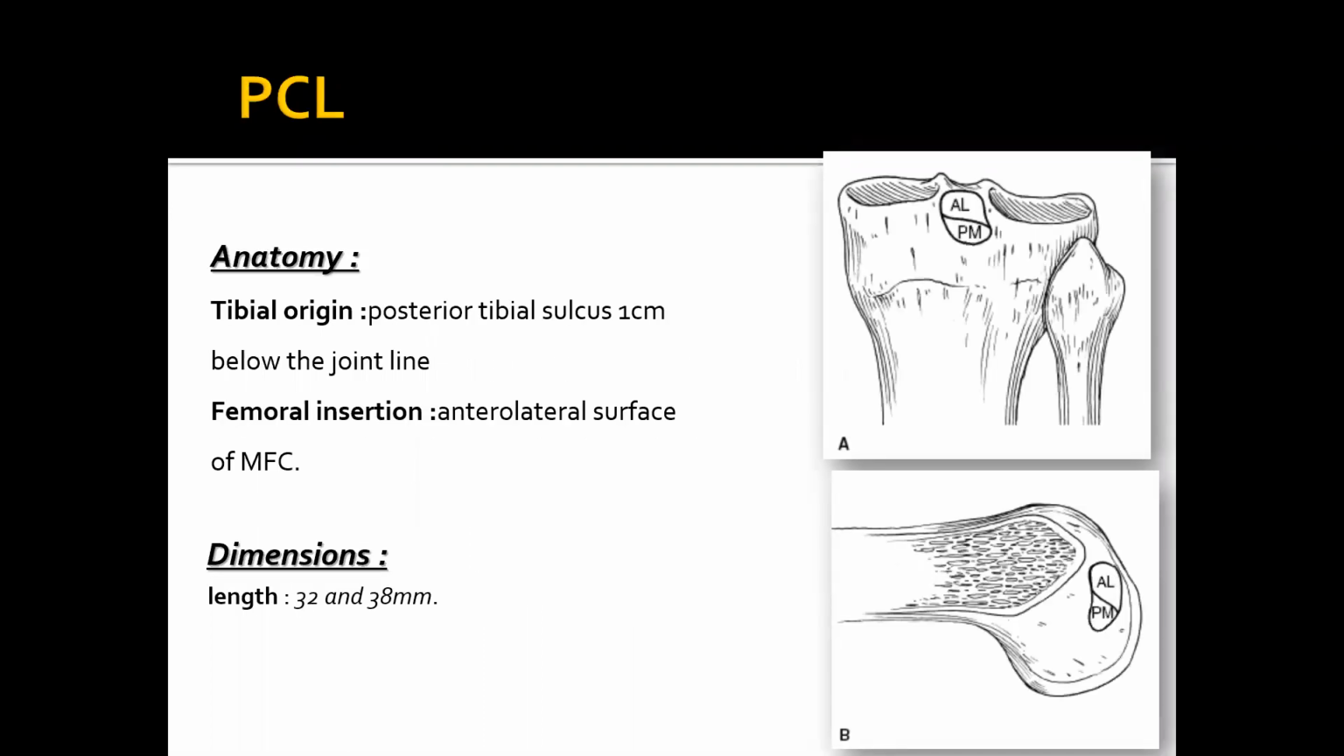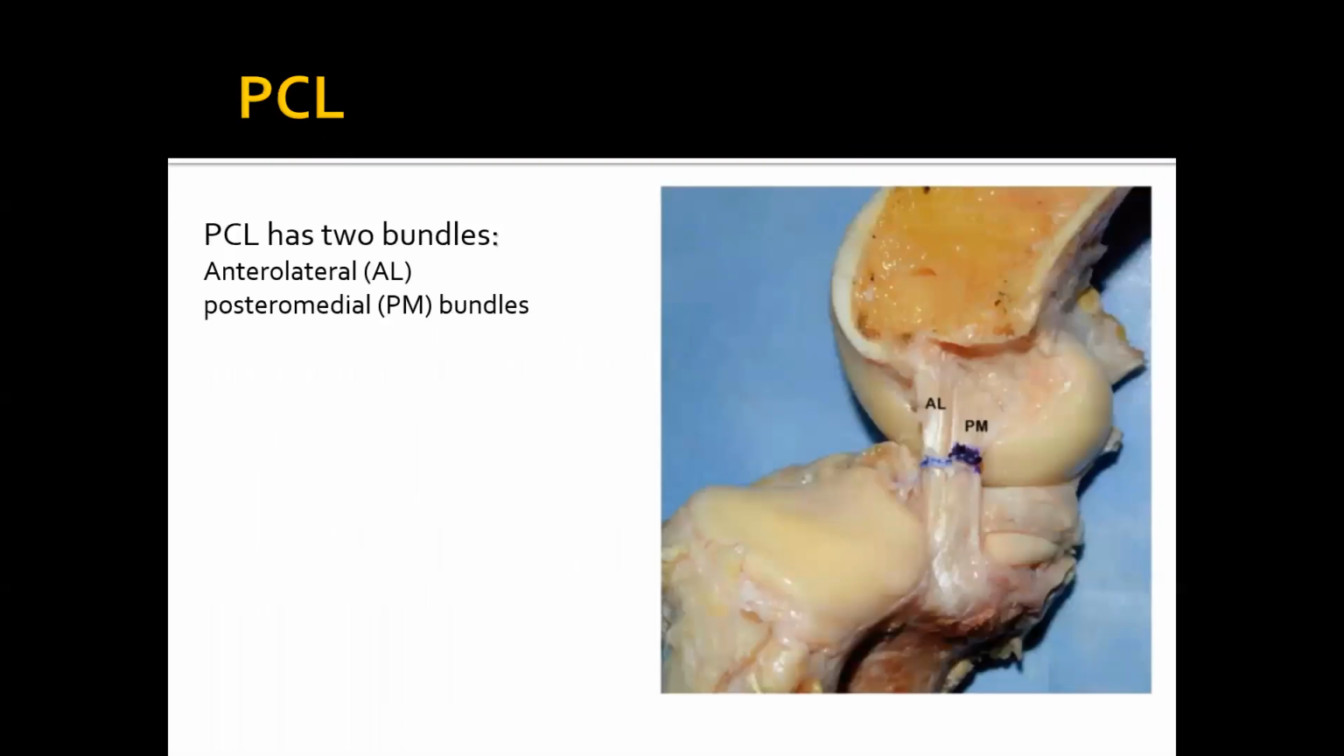The PCL, or the posterior cruciate ligament, is attached to the tibia posteriorly, that's why it's called the posterior cruciate ligament, and it's attached to the femur, medial femoral condyle, anteriorly. It's a very strong ligament, and it's formed of two bundles, the anterolateral bundle and the posteromedial bundle.